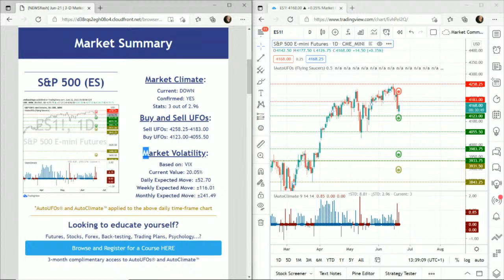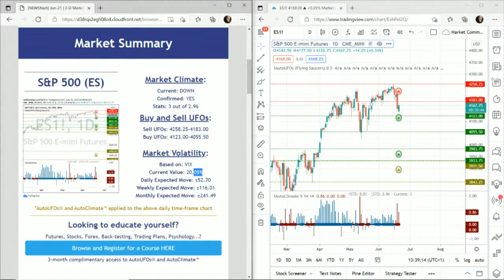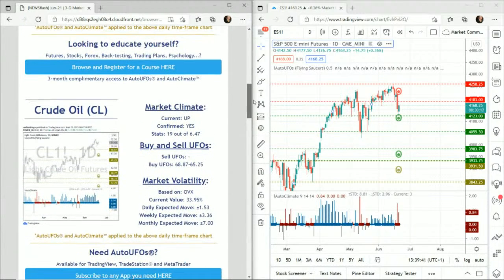Now when it comes to market volatility, in 1 year, we would expect the S&P to move up or down 20.05%, which tells us in 1 day, up or down of 52.7 points, in a week, up or down of 116.01 points, and in a month, up or down of 241.49 points. So that would be the S&P, what we would expect up or down within those given periods of time. Overall, currently, probability down here for the S&P. Okay, moving on to the next market, which is crude oil.